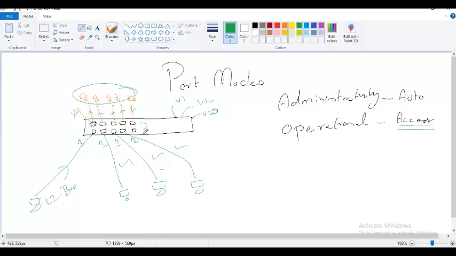So what is an access port? An access port is a port that can transmit and receive traffic of a particular VLAN. By default, it is access only. Operationally, it is not ready to carry multiple VLAN traffic. That is what operationally means.